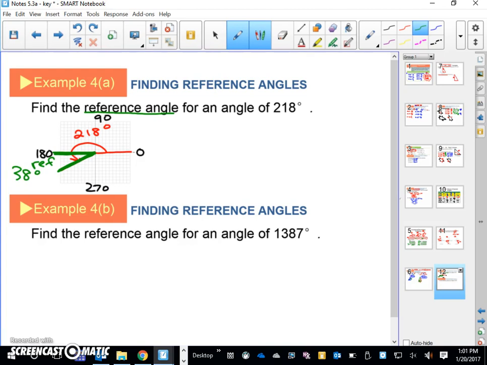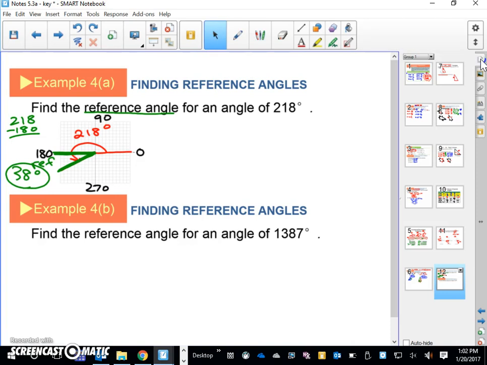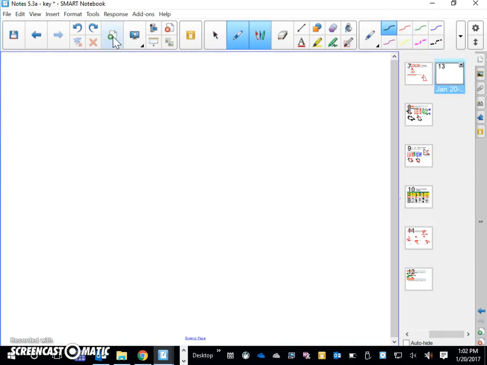Mathematically, what we would do is 218 minus 180, which is 38. But I wouldn't get hung up on that mathematical statement. I would rather you do it in your head and just say, how far away from the x-axis are we? Well, we're a little bit past 180. We're 38 past 180. Do that in your brain. It'll be faster. So that answer is 38 degrees. I want to do another quick example or two of that. Let's say 170 degrees.